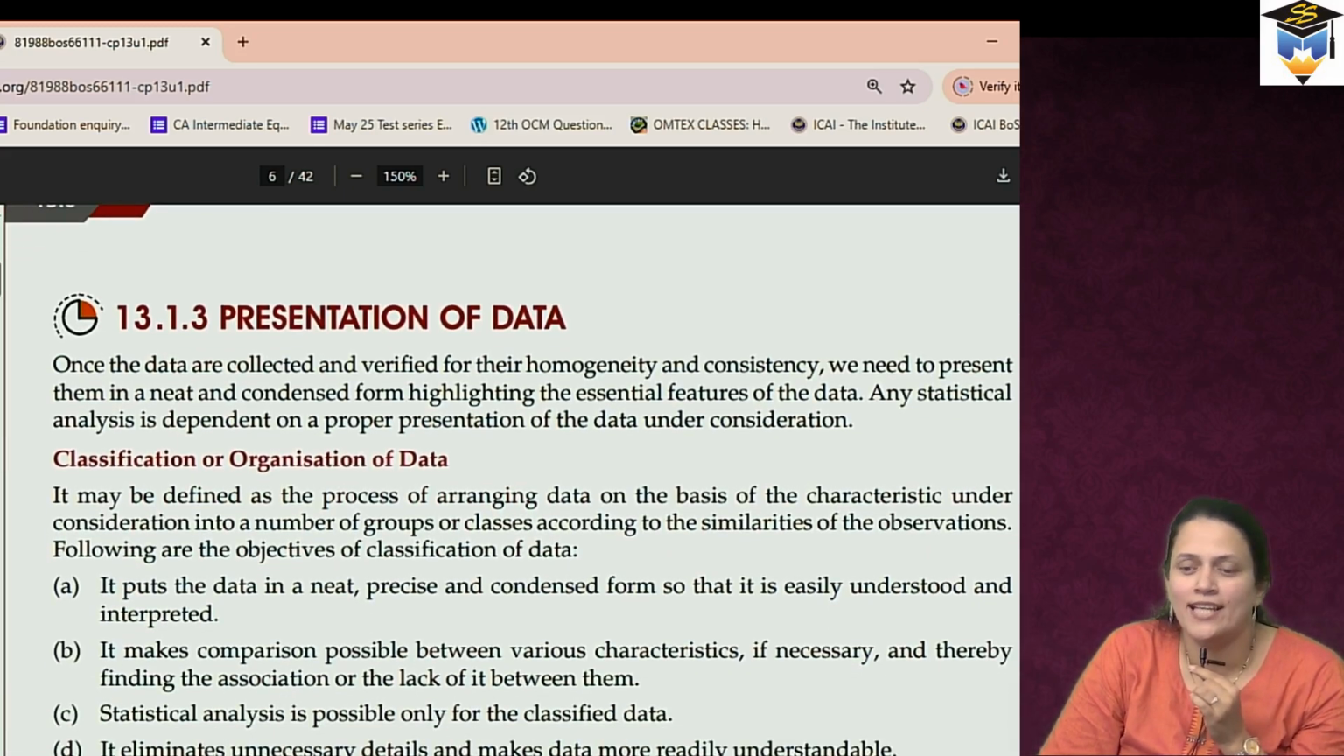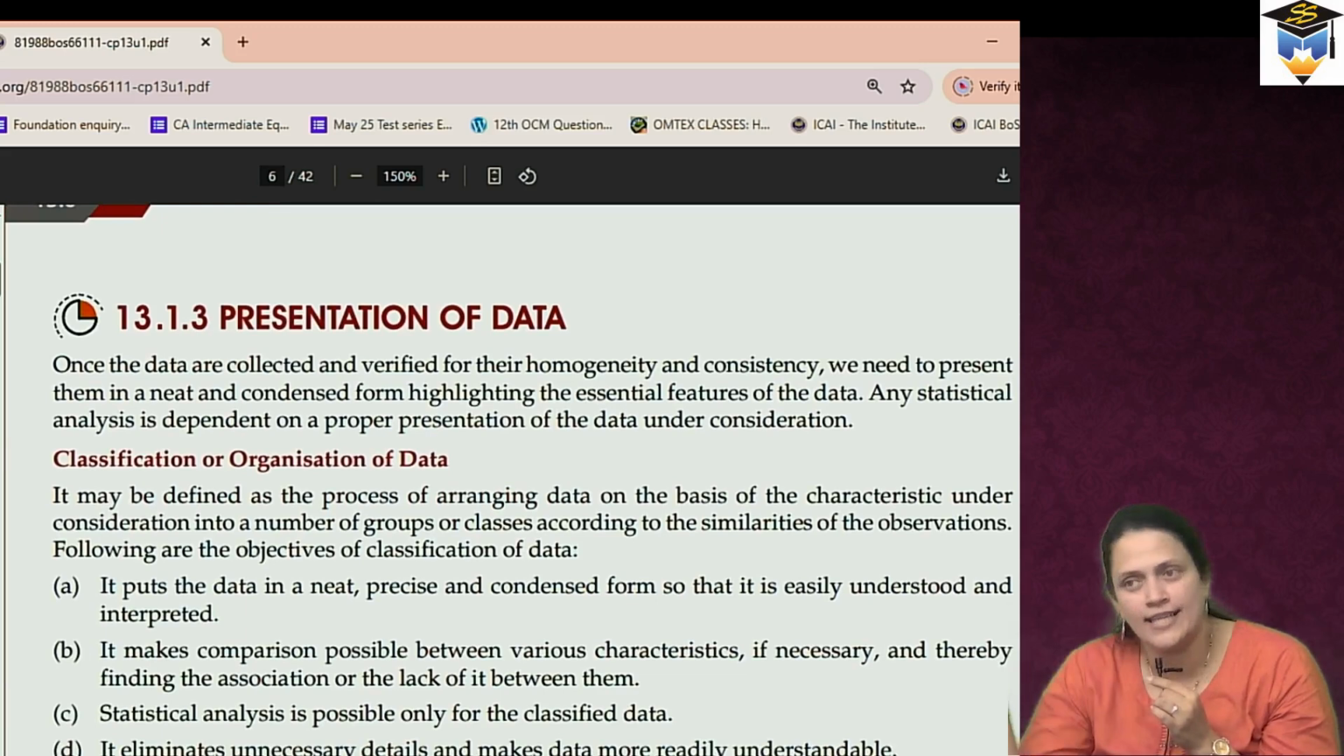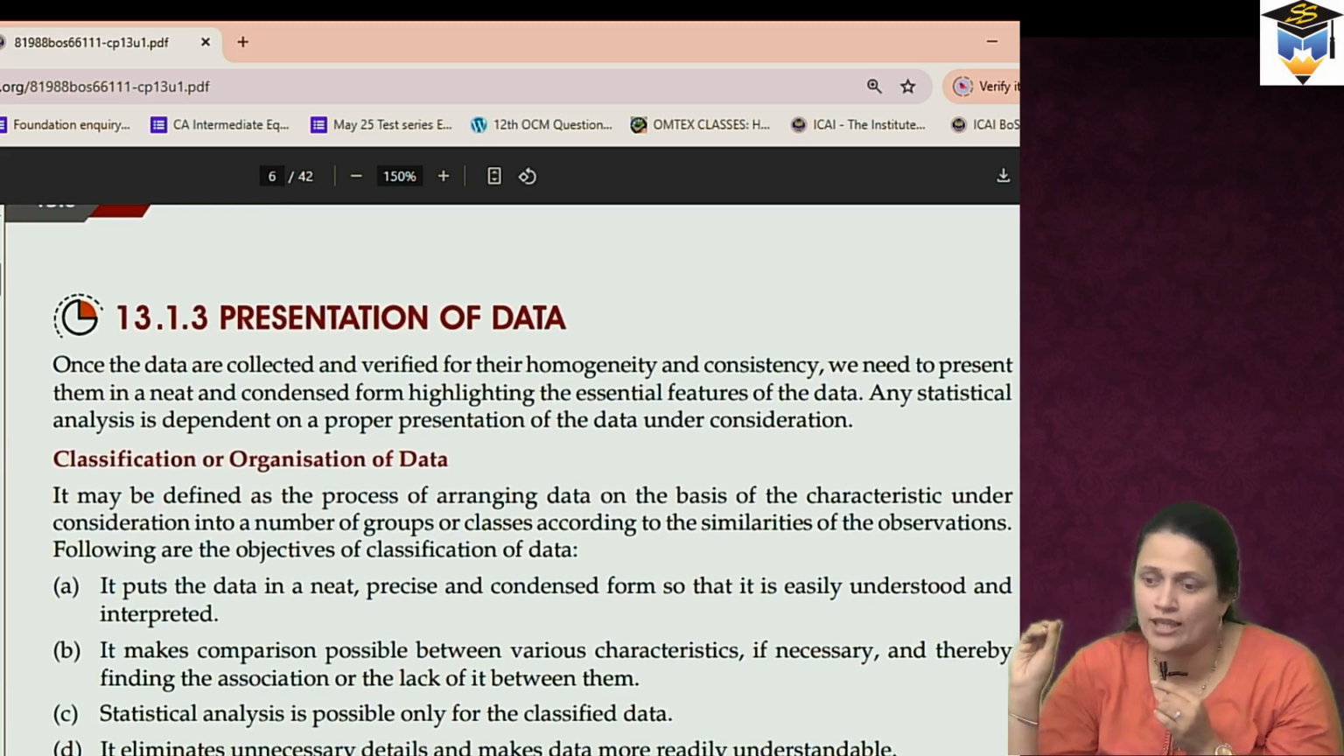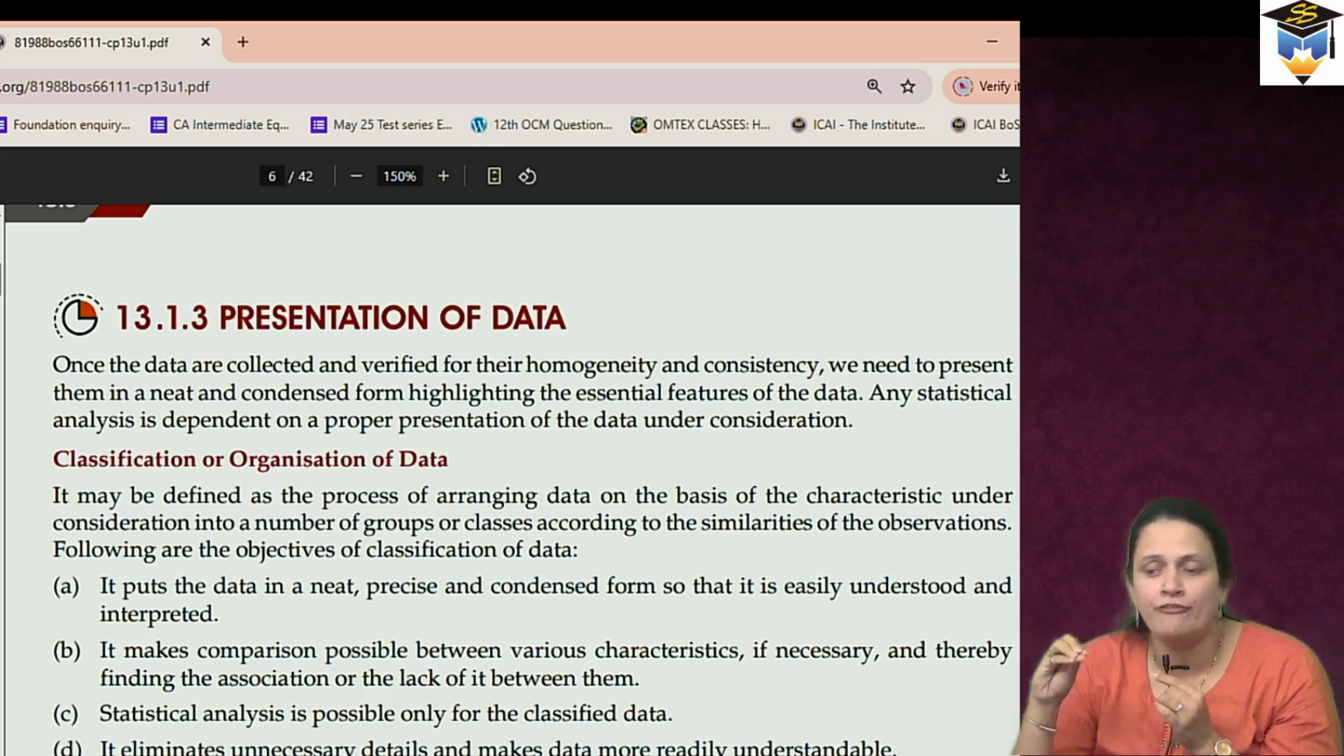Now, presentation of data. So now all the data is collected, everything is done. And it is also verified for its homogeneity and consistency.